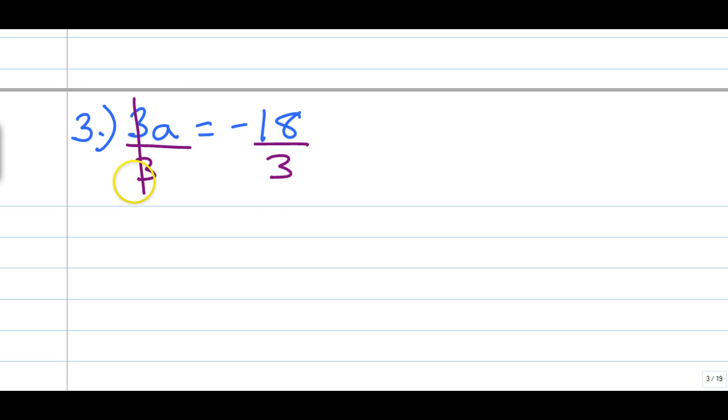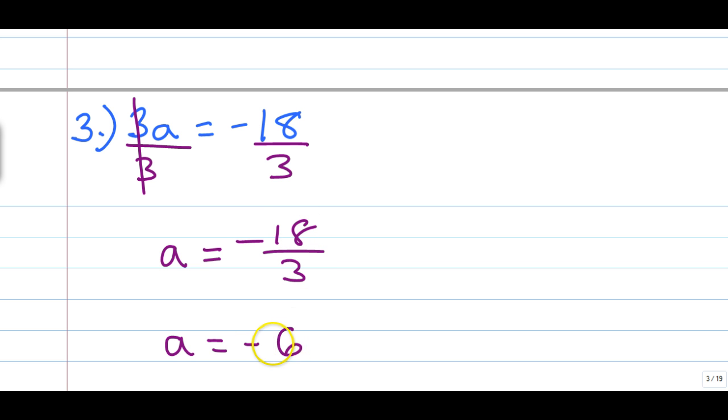This causes the 3 to cancel out on the left side of the problem, leaving just a equals negative 18 divided by positive 3. We're not quite done. We want to simplify this problem, so we'll divide that 3 into the negative 18 to get a negative 6.